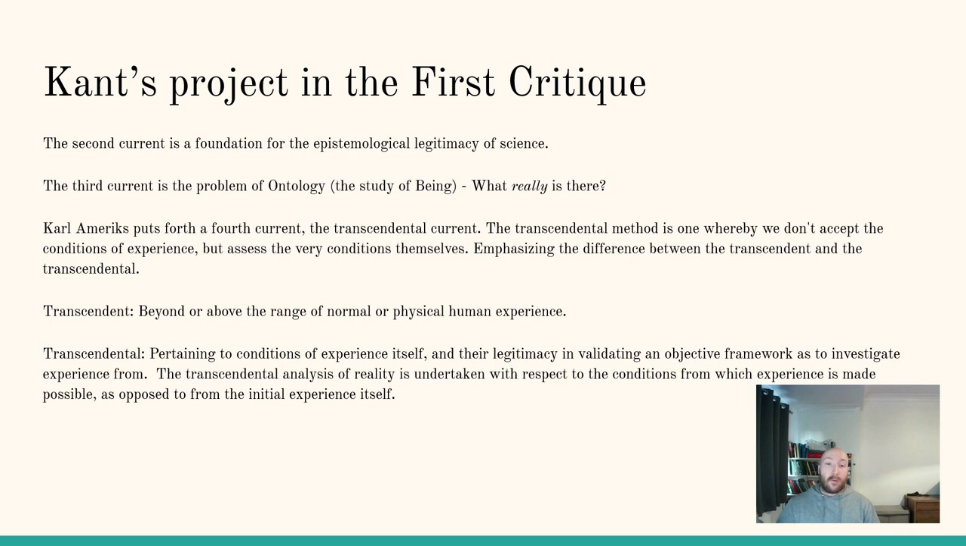I think transcendent is the very common one. People say, oh, it's transcended. Transcendent is something which transcends experience, beyond or above the range of normal or physical human experience. Now, already we can see why for Kant this would be a problem, because if someone said, oh, I've gone beyond the range of human experience, well, that experience which was apparently beyond was still sensed. So in what sense is that beyond the range of human experience? It isn't. So there's a problem there for Kant.